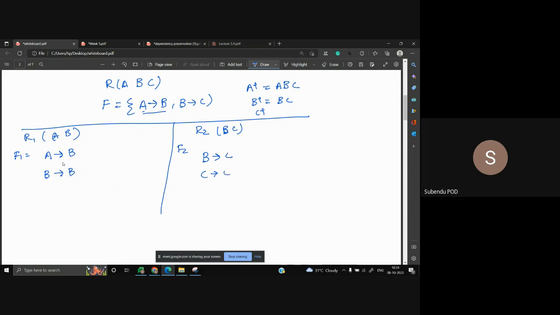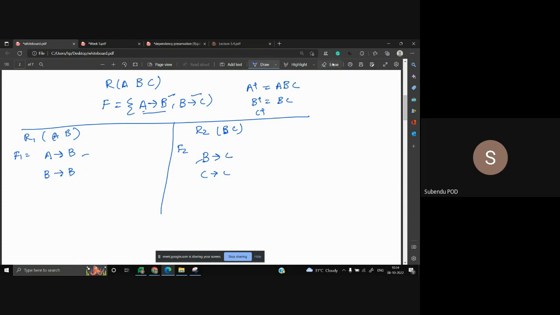Then we can say that A determines B is preserved, right? A determines B is preserved, and B determines C is preserved. So this is the dependency preserving. Basically, sir, the union of these two should give us F. Okay, now we'll see another example.